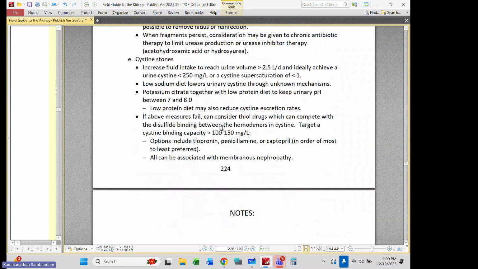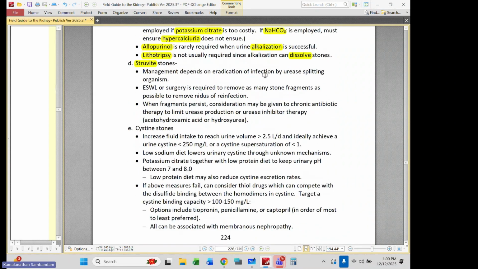Struvite stones. Here we are approaching the end here. Stay with me if you would. Struvite stones, infection eradication is key, okay?